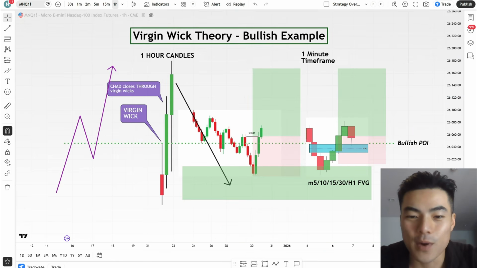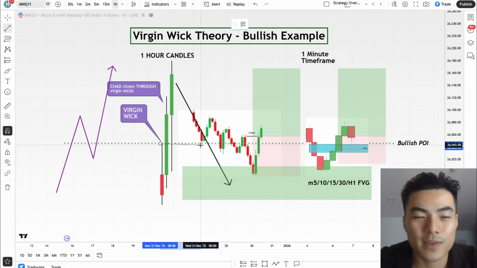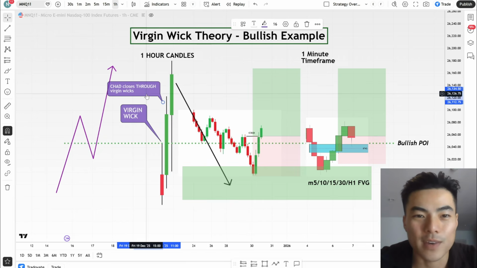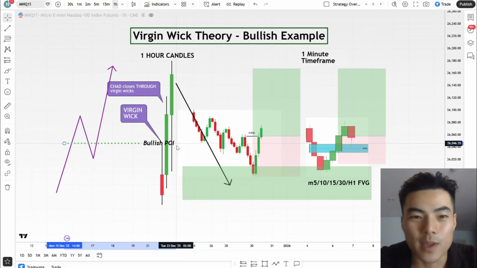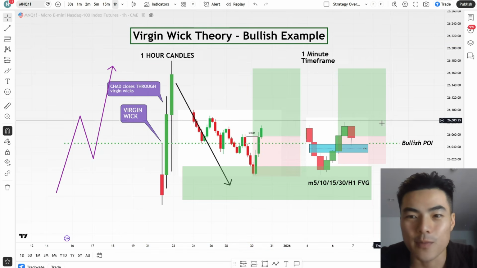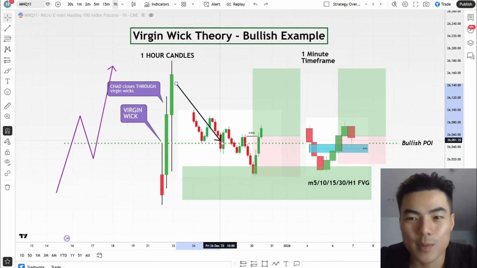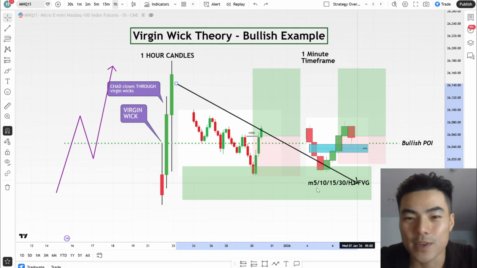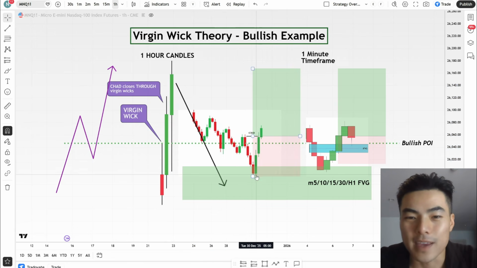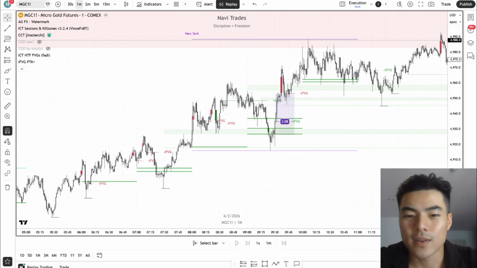First, 30-second overview of the strategy. Virgin wick theory, here's a bullish example. Wait for virgin wicks, aka untouched wicks, to get closed through by a bullish Chad candle. That virgin wick level then becomes your bullish point of interest. Then in the next hour, drop down to the 1 minute time frame. Wait for price to trade into below that POI and into FEGs. Then you just want to take a SysD back to the upside or an IFEG back to the upside. Super simple. All right, let's start with gold.